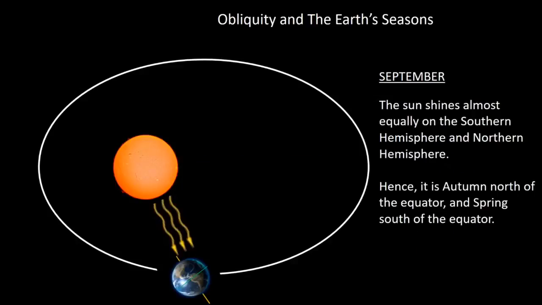In September, the Sun once again shines almost equally on the southern and northern hemispheres. This results in autumn north of the equator and spring south of the equator.